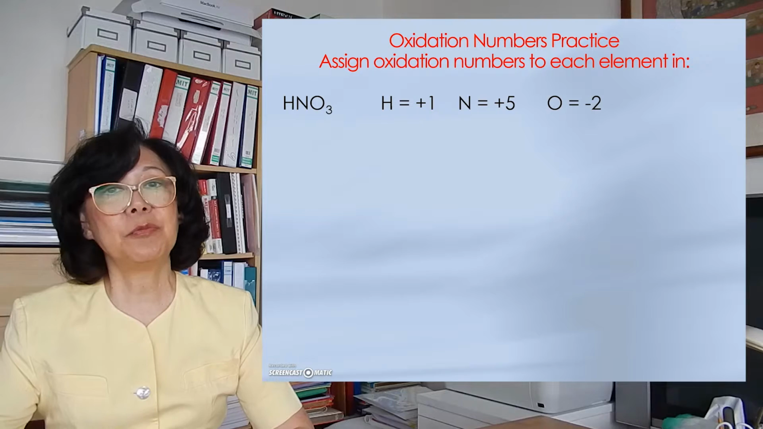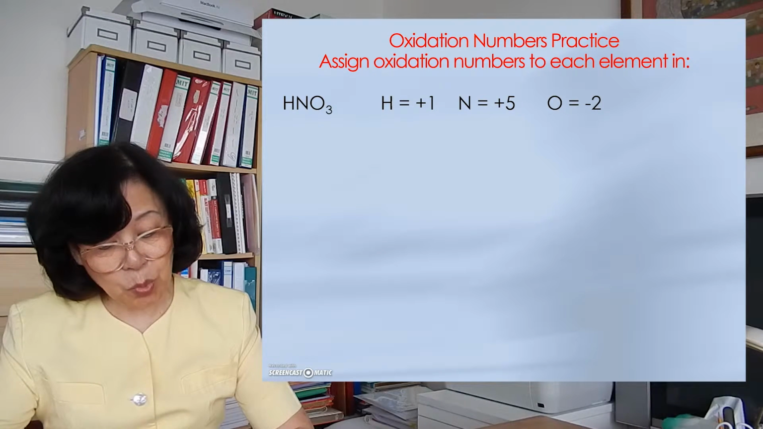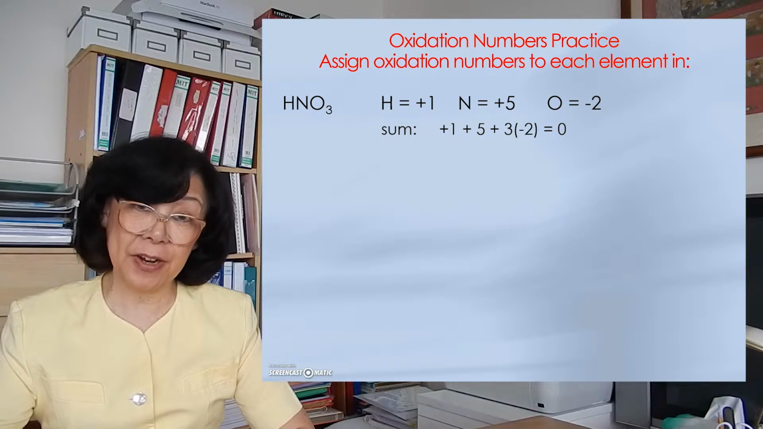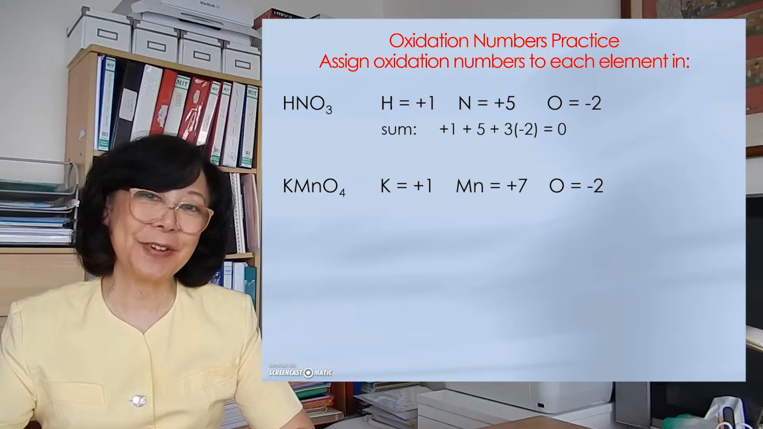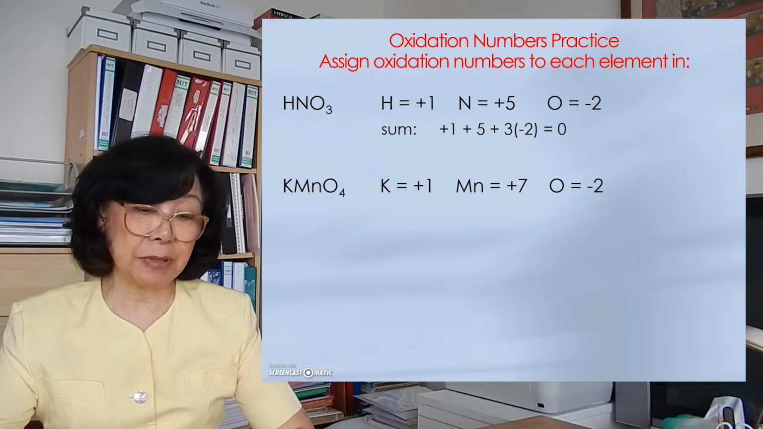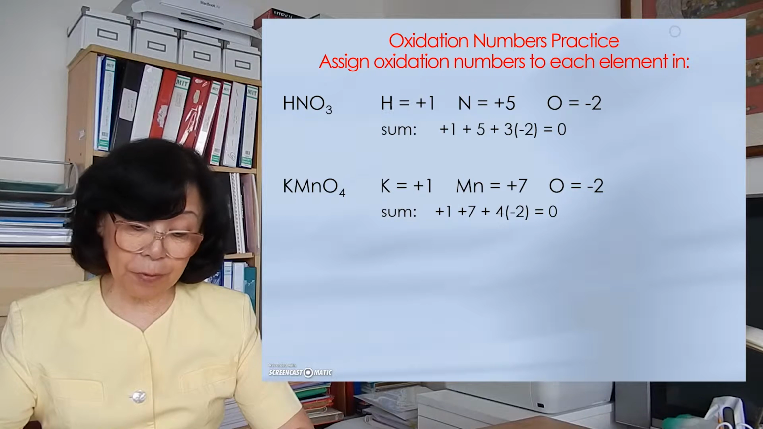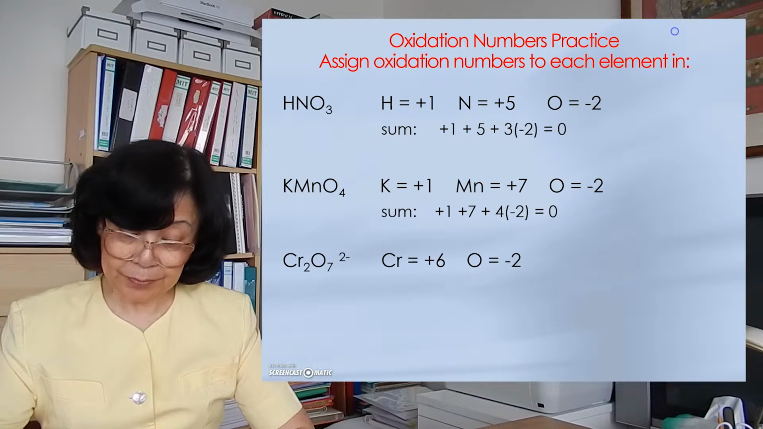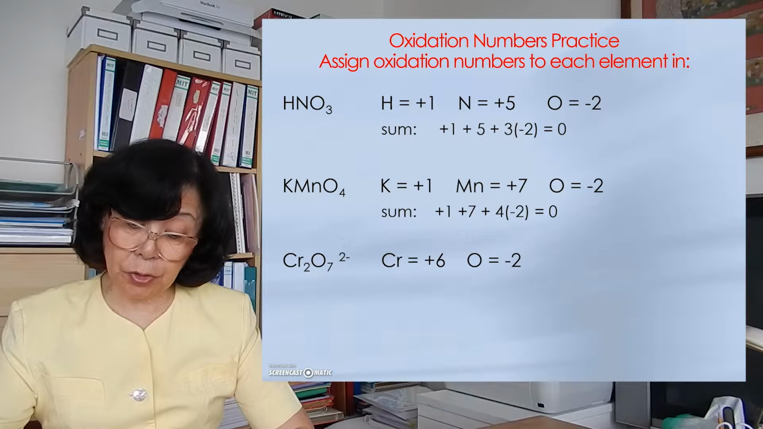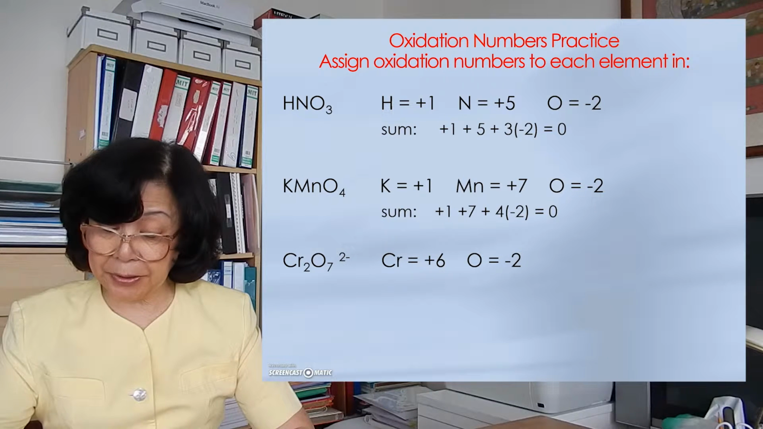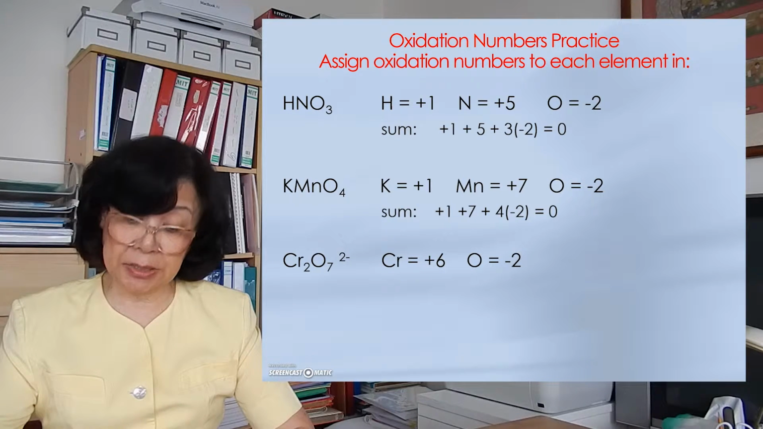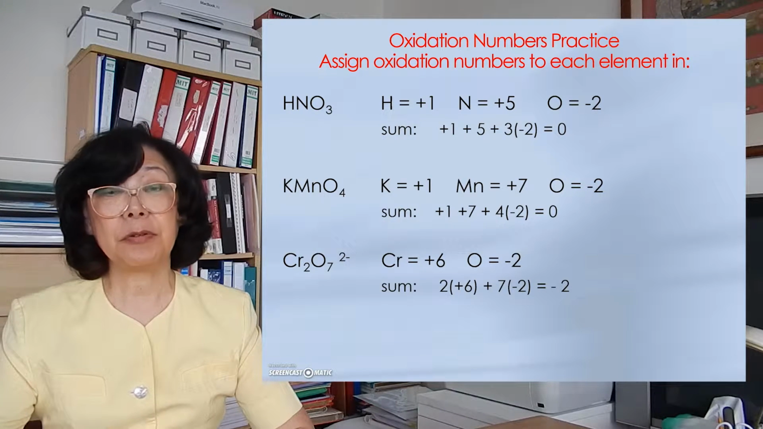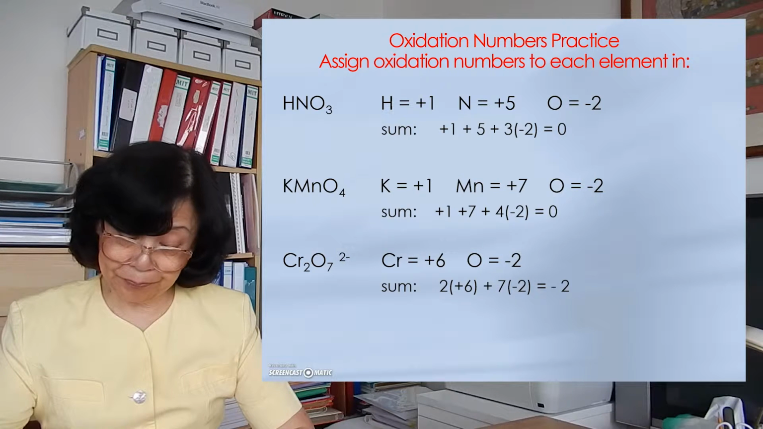So let's practice with nitric acid, HNO3: H is +1, O is -2. Therefore, N has an oxidation number of +5. I hope that you can also figure it out. Potassium permanganate: potassium is +1, oxygen is -2, and there are 4 of them. Therefore, for manganese, the oxidation number is +7. In the dichromate, the orange ion in solution, chromium is +6 and oxygen is -2. Therefore, the sum will be equal to -2, the charge of the ion.